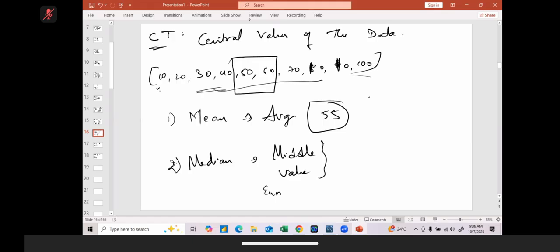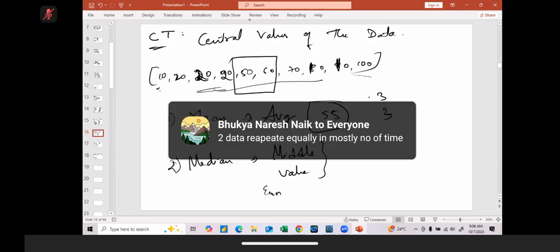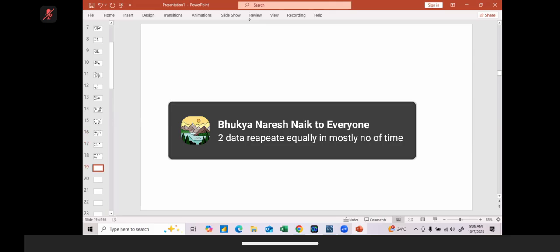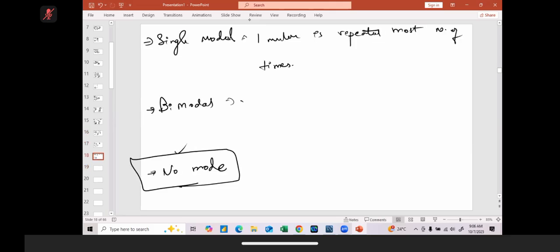Next, for example, I'll change this value also. This is 20. I'll change this 30 also to 20, and this 40 also to 20. Now it is bimodal because two values are repeated the most number of times. 10 is repeated 3 times, 20 is also repeated 3 times. Right? We have two modes. That is bimodal. Is this understood? Multiple values repeated the most number of times. Central tendency.